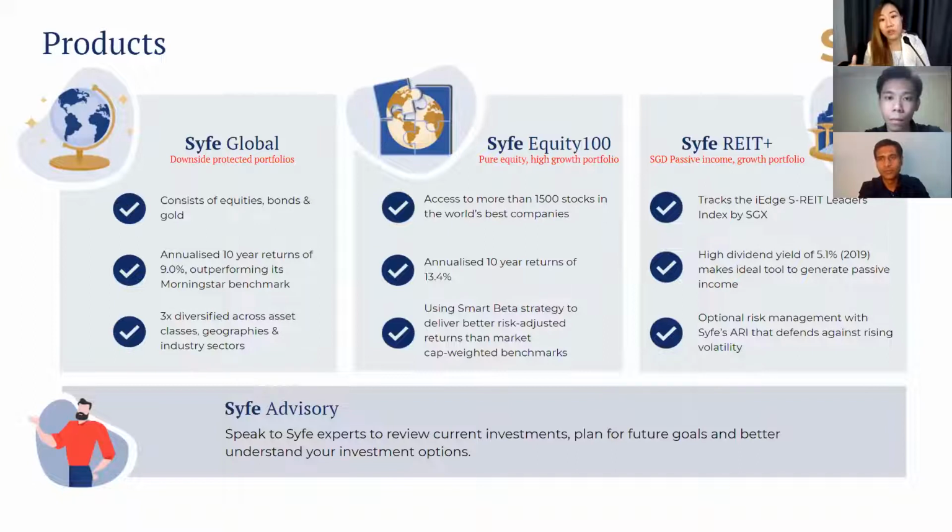So for folks who need something to add on to their existing portfolio or start that whole core-satellite portfolio, that's where I think this solution is really great. If you don't have enough money, you can get access to fractional shares through your solution, because $3,000, for example, is not even going to get you Berkshire Hathaway. But you can get exposure to that through Syfe Global as well as Syfe Equity 100.